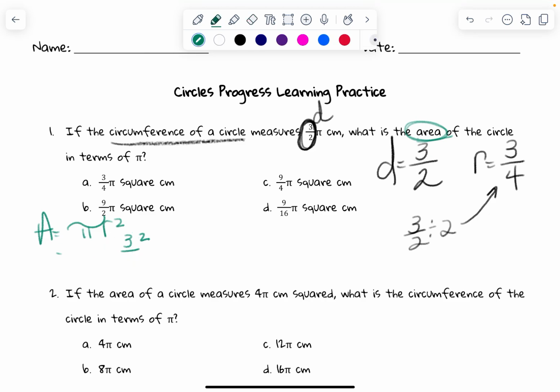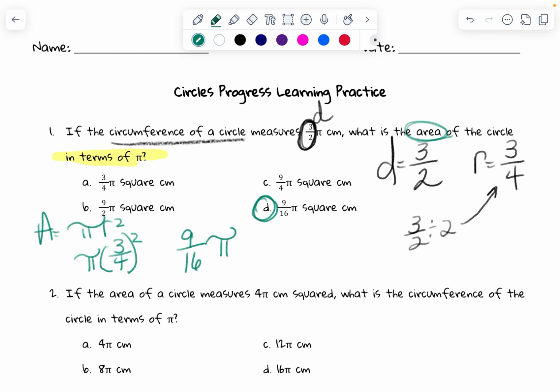We're writing it in terms of pi. Don't miss that, in terms of pi. Okay? So we don't have to multiply it out. So we're going to take pi times 3/4 squared. 3/4 squared is going to be 9/16. So 3/4 times 3/4 is 9/16, and we want to use that as the coefficient of pi. In terms of pi means that you're going to put pi at the end.